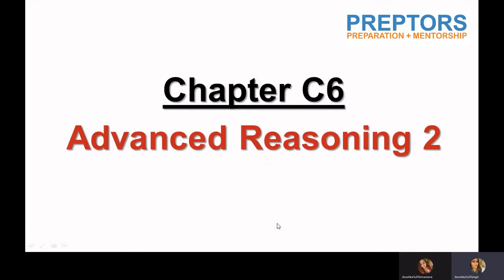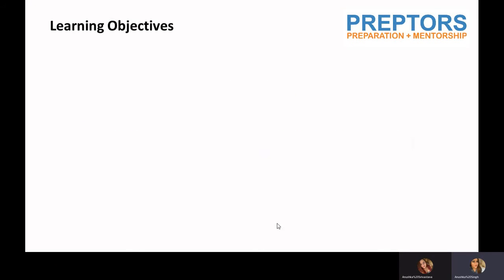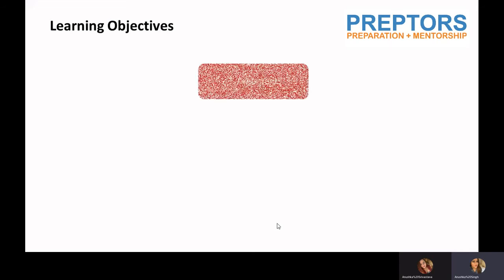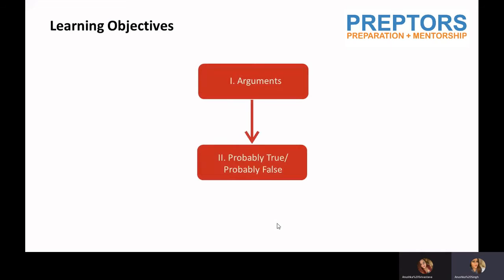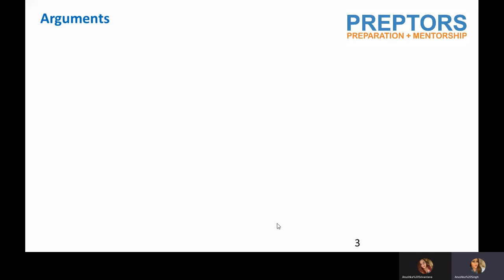This has more to do with logic and reasoning, and less to do with reading and comprehending skills, right? So the two topics that we are going to study in today's class with respect to advanced reasoning are arguments and probably true, probably false. Now, at first, let us have a look at arguments. Now, what is an argument? What comes to your mind when we talk about arguments?